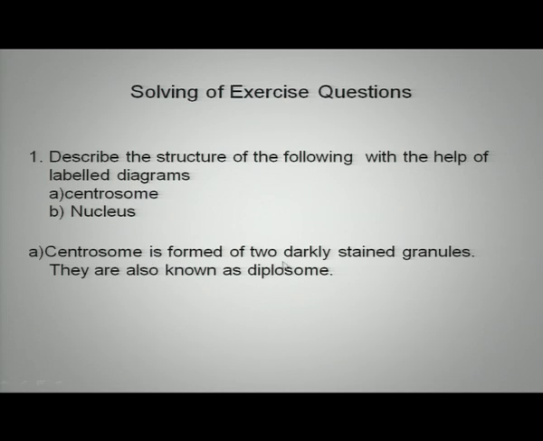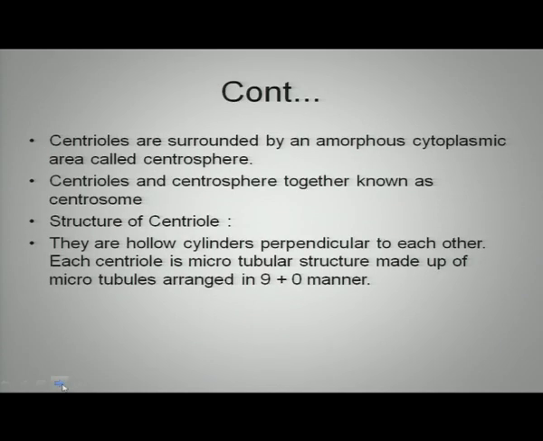Centrosome is formed of two darkly stained granules. They are known as diplosomes, since they are two in number, or the centrioles. They are surrounded by an amorphous cytoplasmic area called as centrosphere. Centrioles and centrosphere together known as centrosome. Structure of centriole already we have covered in the previous session.